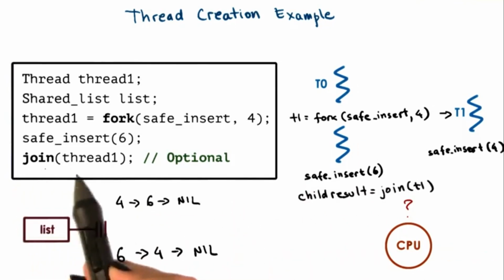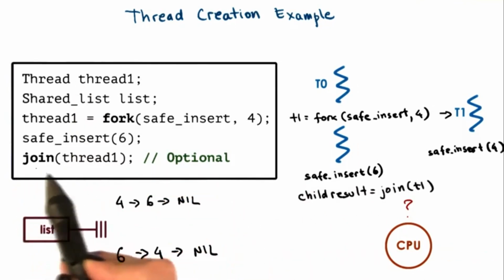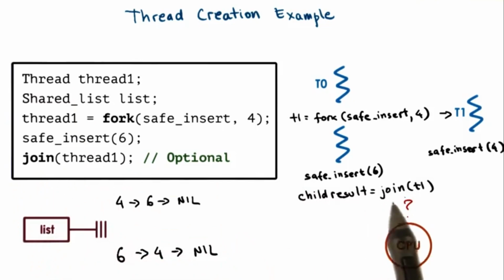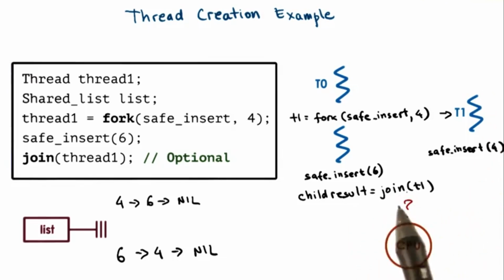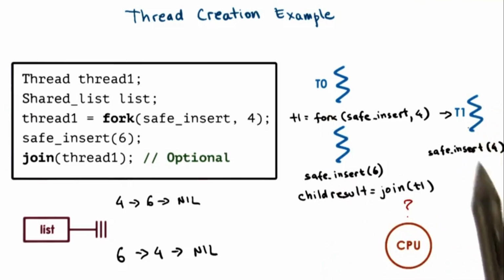Finally, the last operation in this code snippet is this join. So we're calling join with T1. If this join is called when T1 has actually completed, it will return immediately. If this join occurs while T1 is still executing, the parent thread will be blocked here until T1 finishes the end of the safe insert operation.